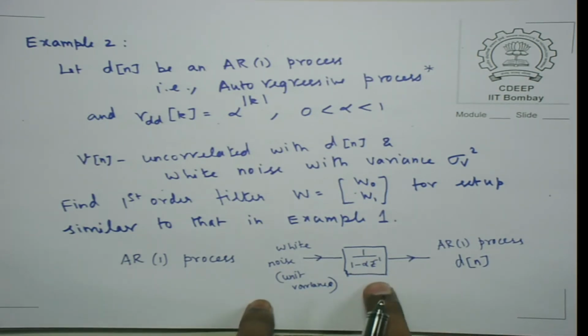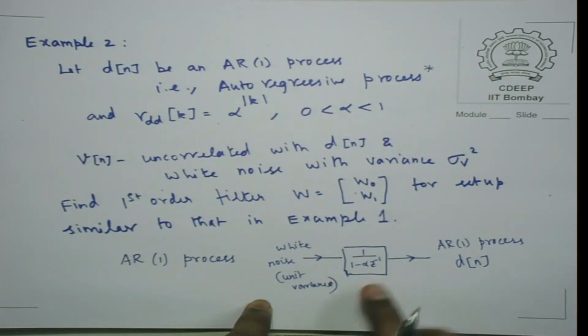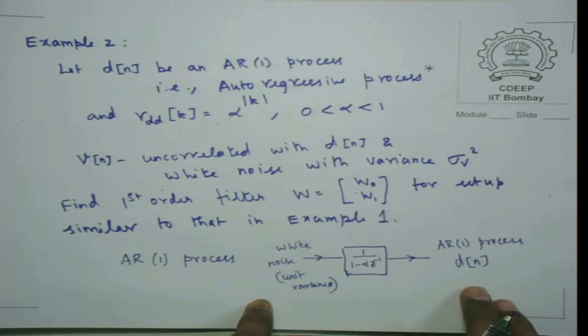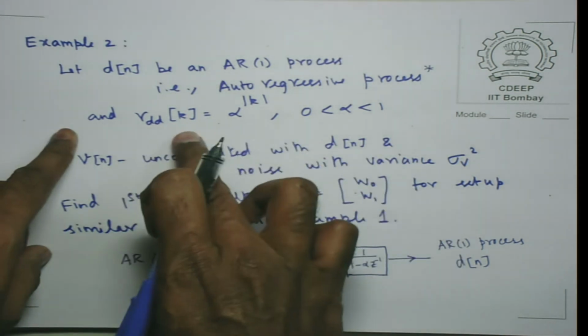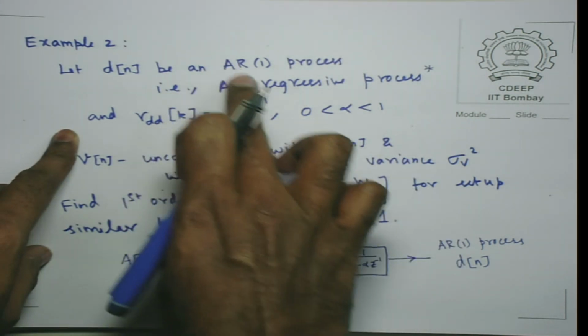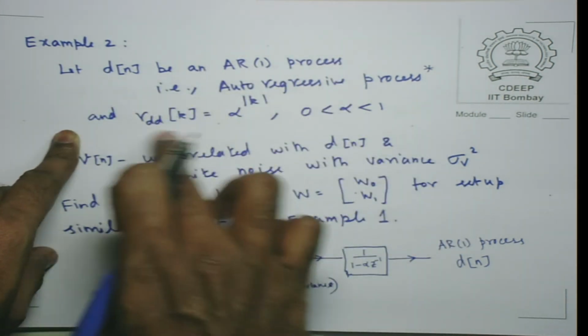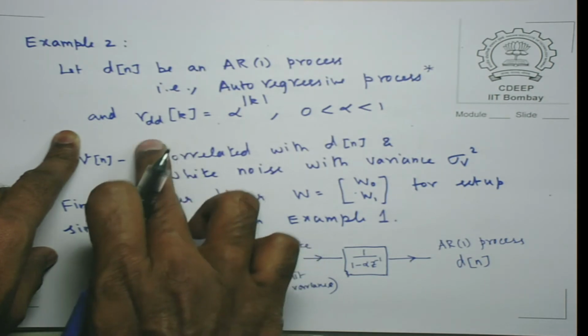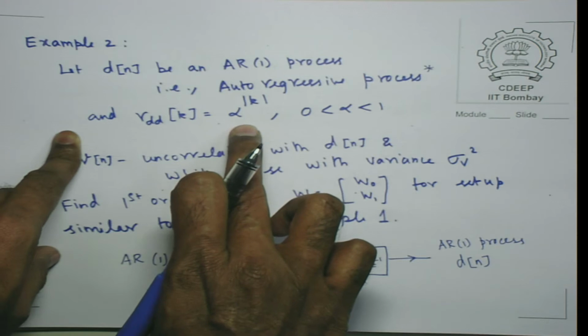So once you know this, if you know what alpha is, you could relate the power spectrum of the output to the input power spectrum through the filter's magnitude response. So that's just a brief on what an AR1 process is. So coming back, if you look at the autocorrelation of that process, given d of n is an AR1 process, you could find this autocorrelation, or in this case let's assume that the autocorrelation is given to us and it is of this form.